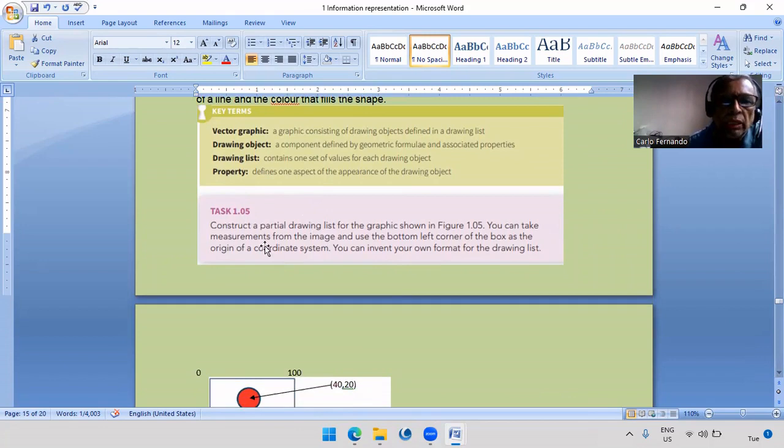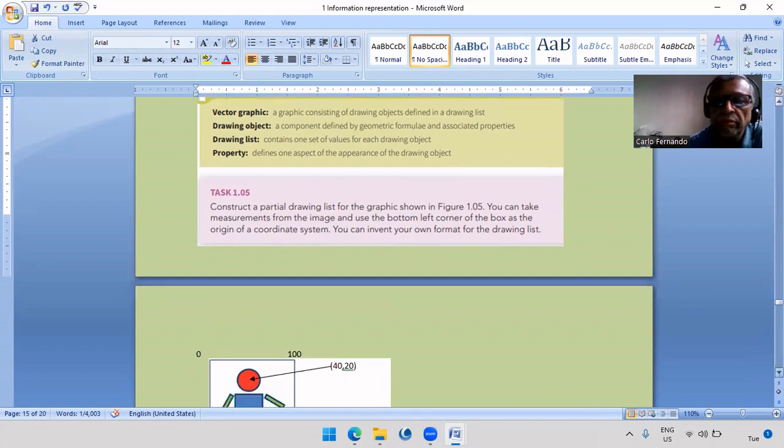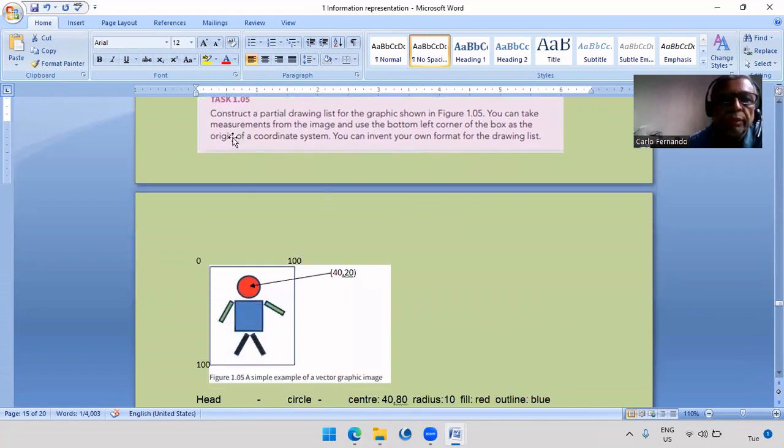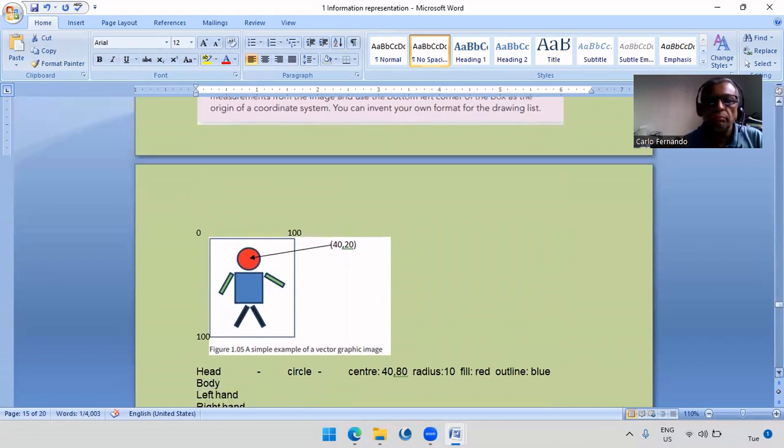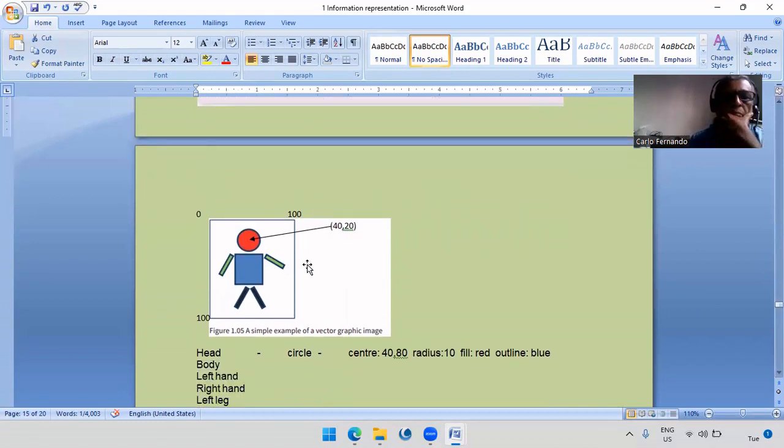So here's a task for you. Construct a partial drawing list for the graphic shown in figure 1.05. You can take measurements from the image and use the bottom left corner of the box as the origin of a coordinate system. You can invent your own format for the drawing list. So here, this is the drawing, the image, and the coordinates start from 0, going this way the columns 100, and this way the rows 100.